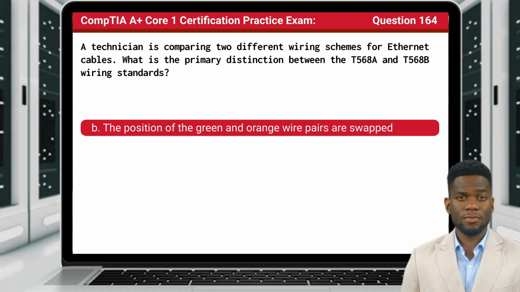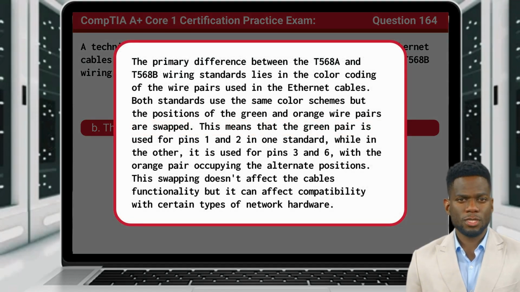The answer is B. The positions of the green and orange wire pairs are swapped. The primary difference between the T568A and T568B wiring standards lies in the color coding of the wire pairs used in Ethernet cables. Both standards use the same color schemes, but the positions of the green and orange wire pairs are swapped. This means that the green pair is used for pins 1 and 2 in one standard, while in the other, it is used for pins 3 and 6, with the orange pair occupying the alternate positions. This swapping doesn't affect the cable's functionality, but it can affect compatibility with certain types of network hardware.